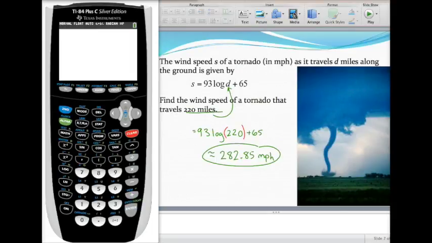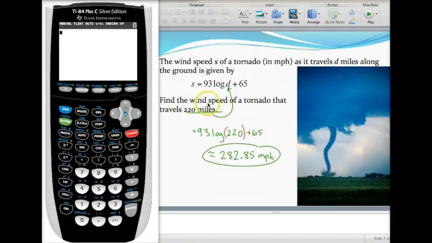And let's take a look at an application problem real quick. I'm given an equation right here. It's about the wind speeds of a tornado after it's traveled a certain distance along the ground. And notice that this has a logarithm in it, and because there doesn't appear to be a base, we know there's an invisible 10 right there. The good news is, yeah, I can use my calculator to evaluate this because I have a base of 10.